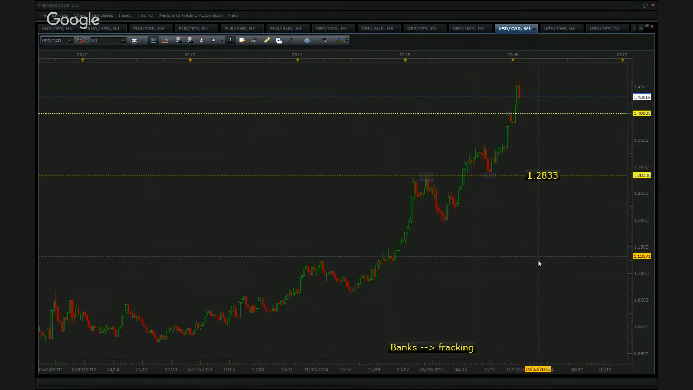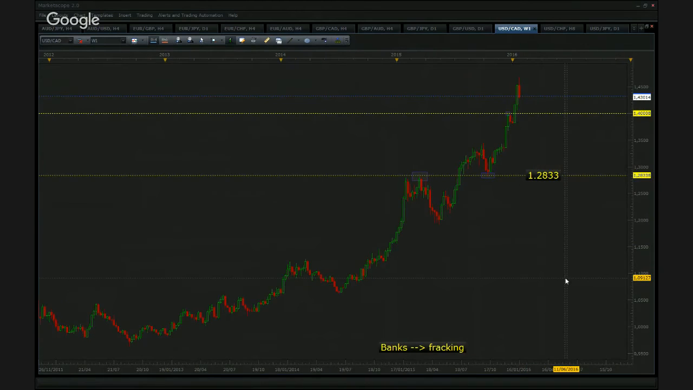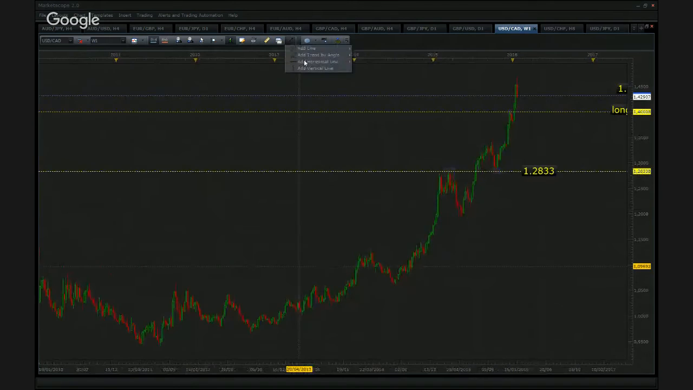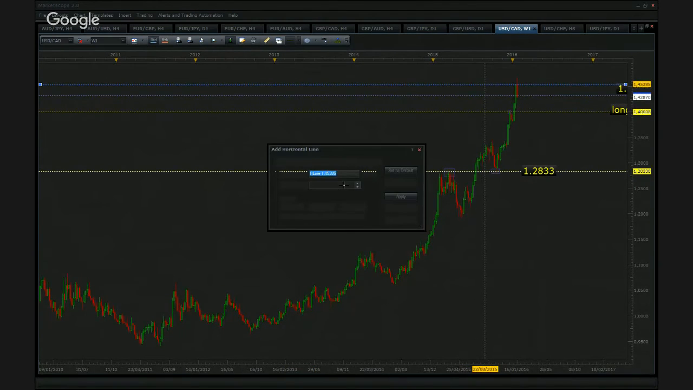When I see a trend like this, the first question I ask myself is, am I in or not? Okay, I'm not. Let's suppose that we are not. Then the question is where this may stop, where this can stop. So I look for places to stop. 145 is a very big and important level, very psychological.